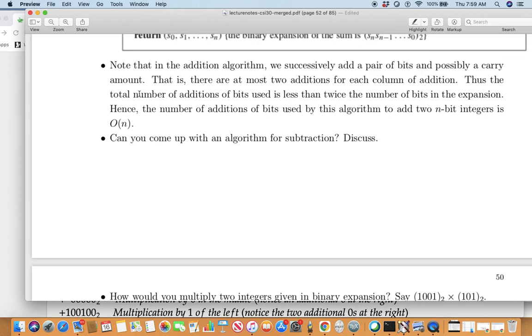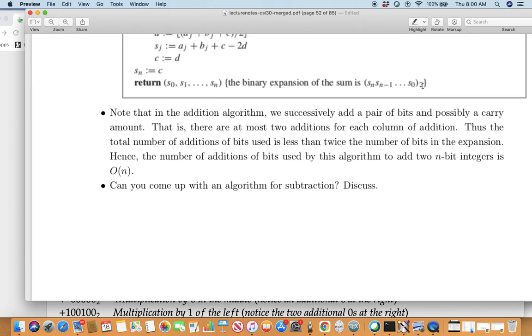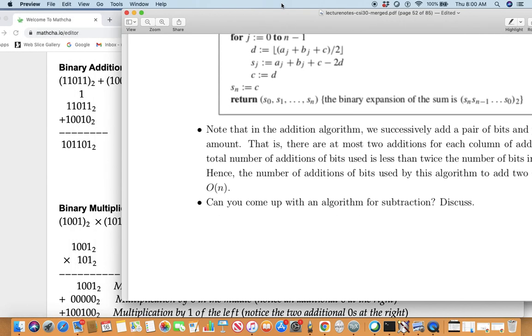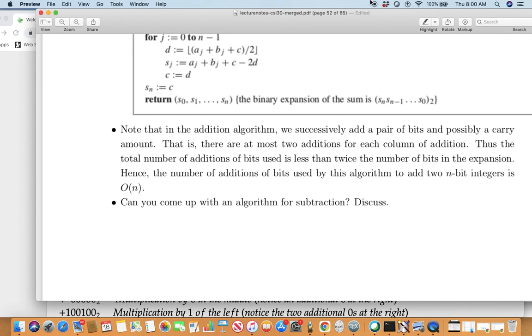Welcome back. Note that in the addition algorithm, we successively add a pair of bits and possibly a carry amount. That is, there are at most two additions for each column of addition. Okay, so I hope it's clear. When you have a carry, you add that. That's one addition, and that's one more addition. So there are at most two additions for each column of addition.